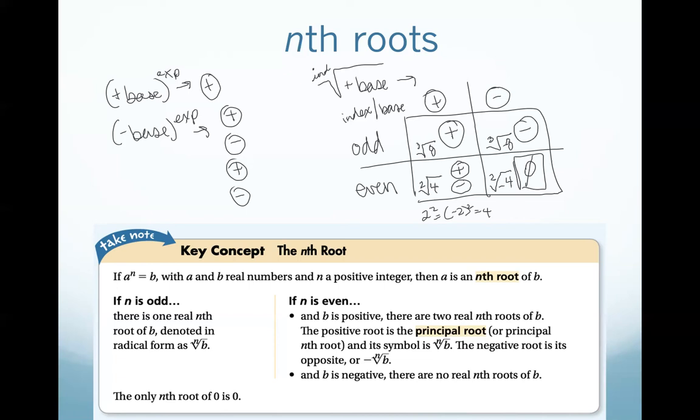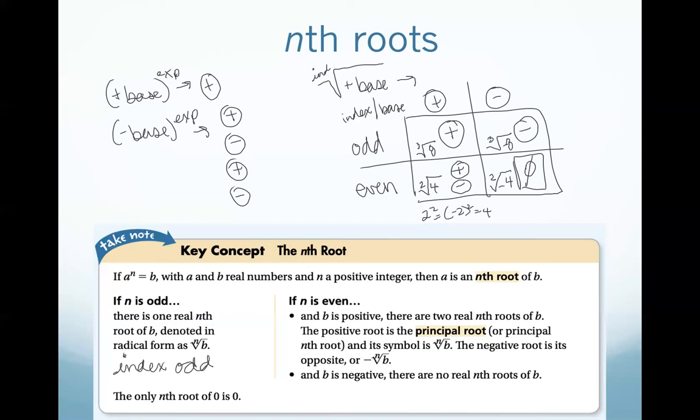Okay, if n is odd, then we just get the number back. So when our index is odd, we're happy because those are the easiest ones. If the index is odd, we don't have to think too hard about it. There will always be just one solution.